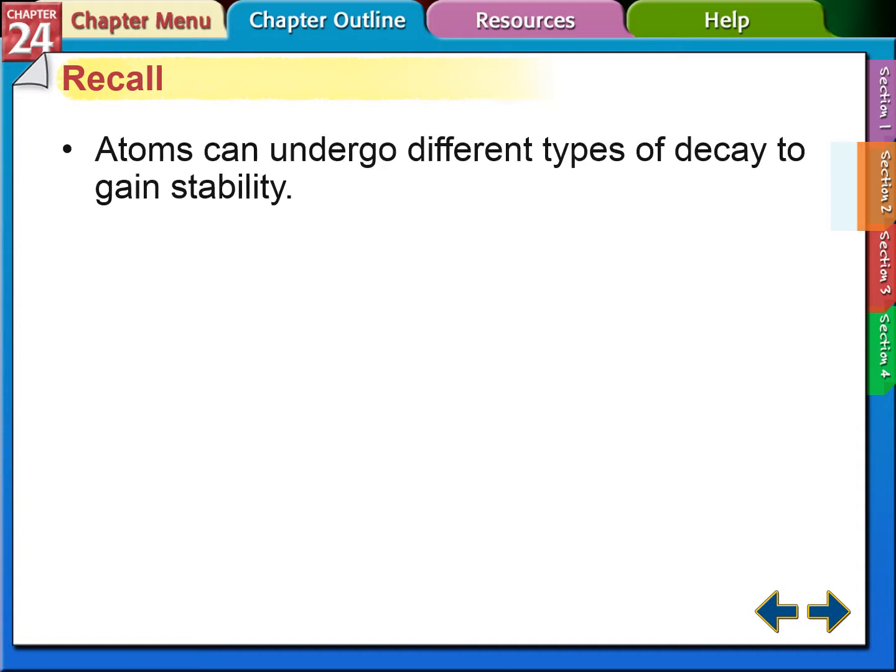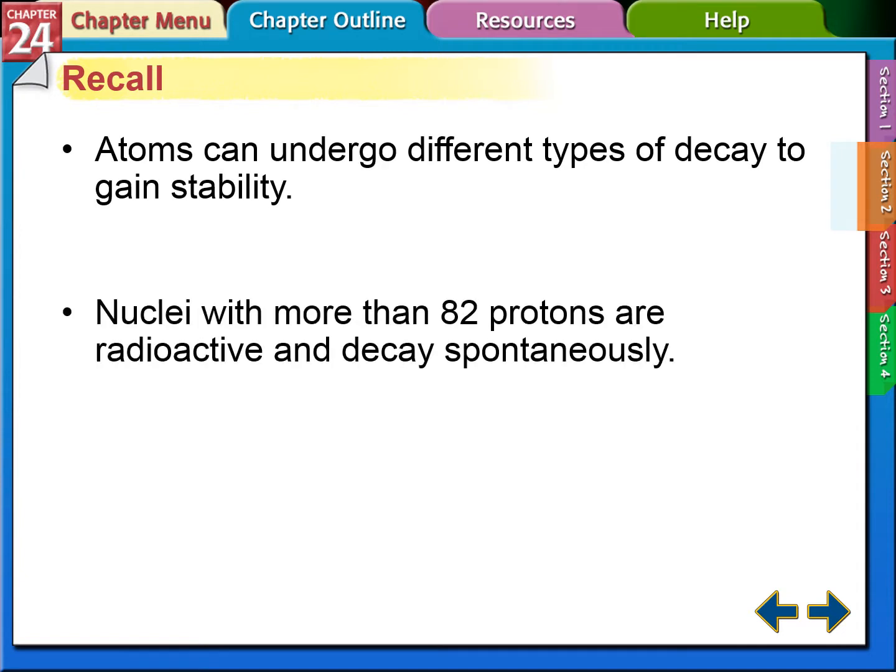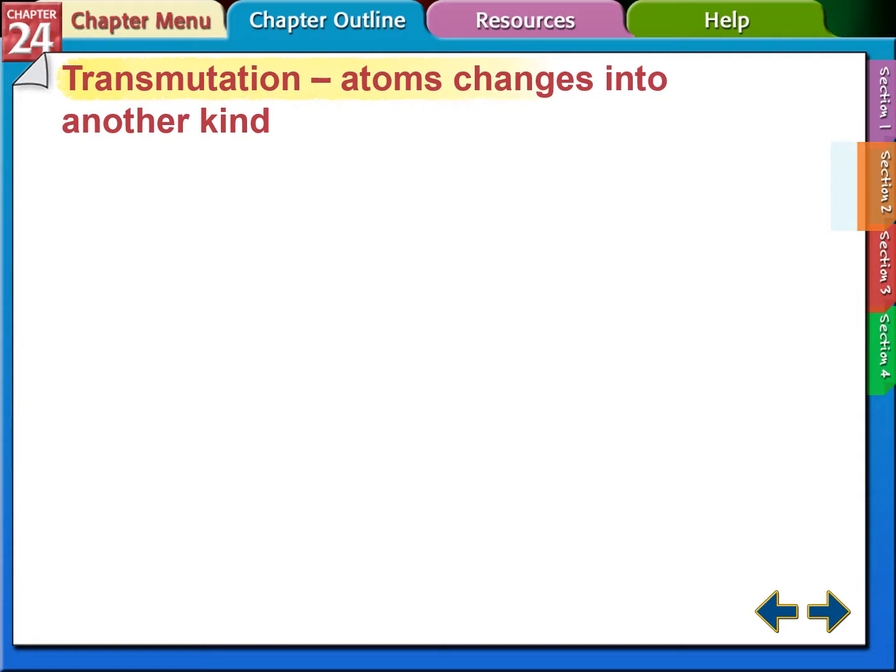Recall that atoms can undergo different types of decay to gain stability. Also, nuclei with more than 82 protons, that is, elements having protons greater than 82, are radioactive and decay spontaneously or naturally. The process when atoms are changed into another kind is called transmutation.